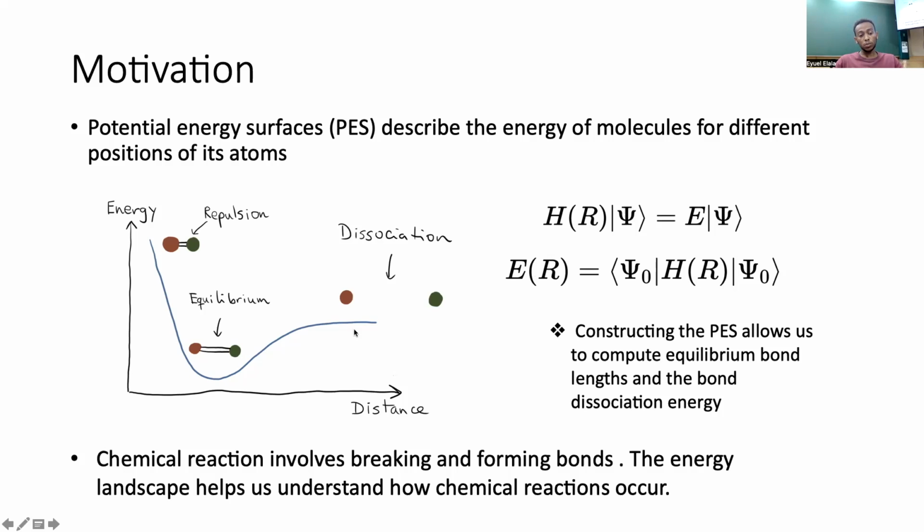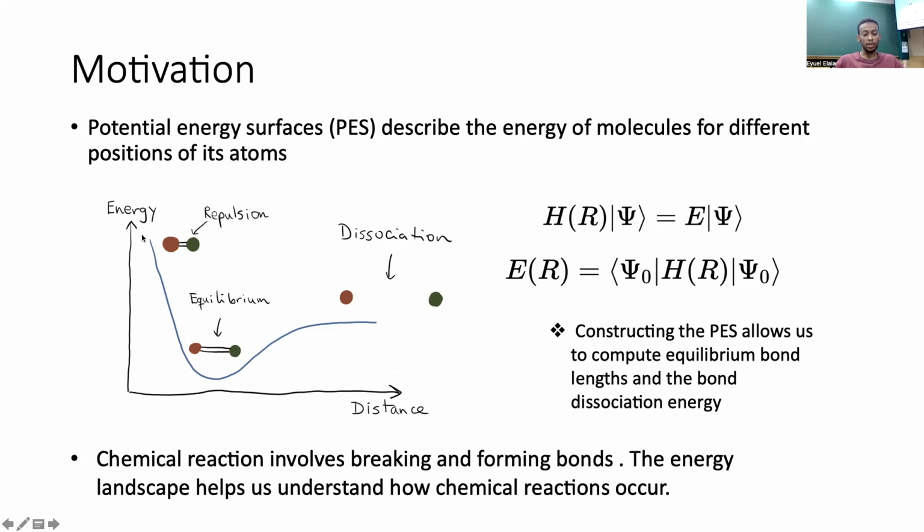So getting this PES curve is really important because it will allow us to compute the bond lengths and bond dissociation energy. We can say that a chemical reaction is all about breaking and forming bonds. So if we can get this kind of energy landscape, we might be able to understand the chemical reaction. It is also important in drug discovery, material science, and other applications.